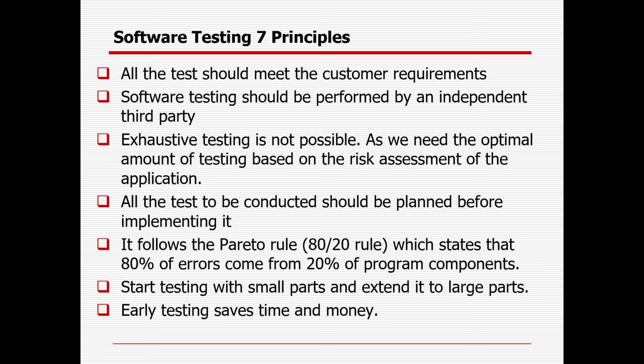Software testing follows the Pareto rule, which is nothing but the 80-20 rule, which means that 80% of defects or bugs or failures will come from 20% of program components. So as a tester, they need to understand the domain business very thoroughly. They need to identify the 20% critical components, and they need to give more focus to testing those components to identify the maximum issues, bugs or defects.